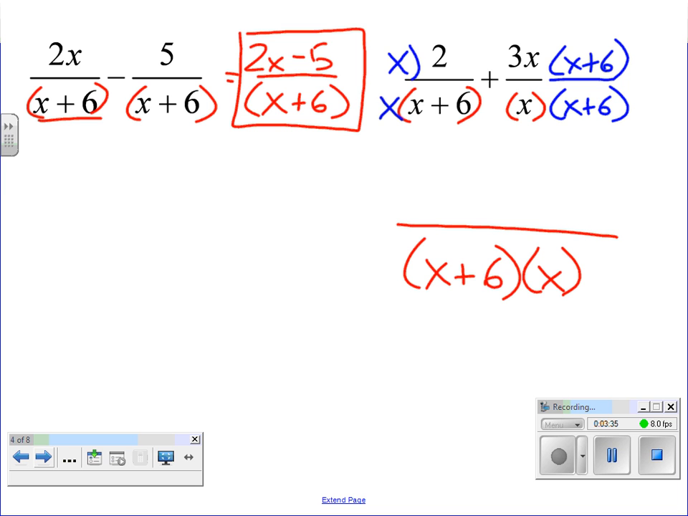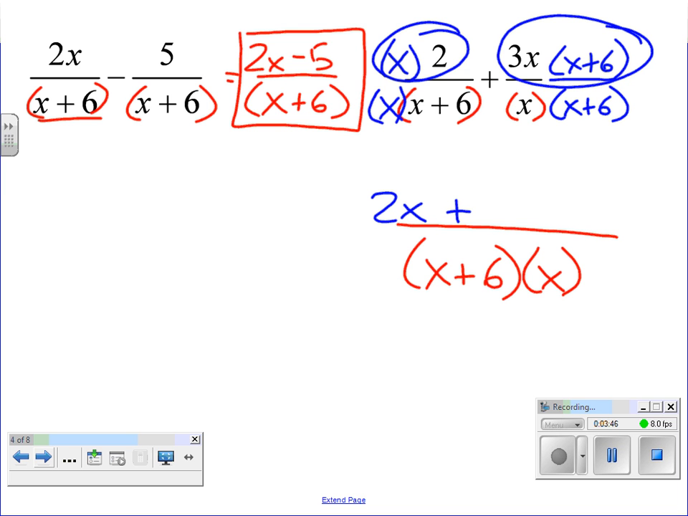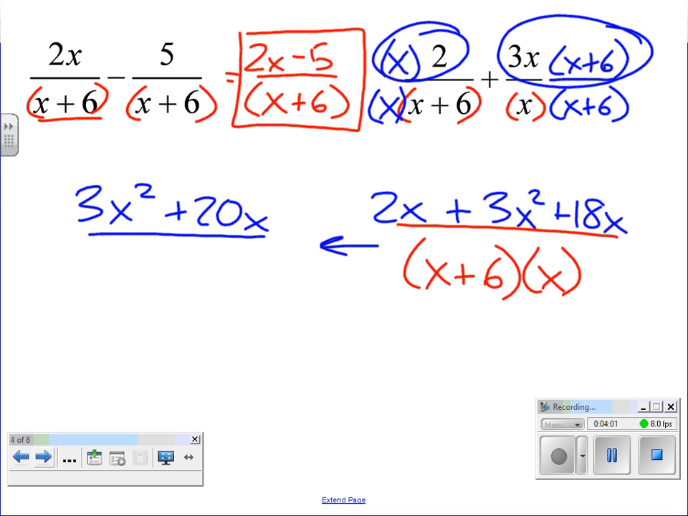Okay, and again, I like to put things in parentheses just because it clarifies what's what. Now on top, I'm going to put those 2 together, and we have 2x. And I'm going to distribute the 3x with that. So we're going to have 3x squared plus 18x. Okay. Now I'm going to look, how can I combine to the top here? I'm just going to write over here. We have 3x squared plus 20x all over 6x plus 6 and x.